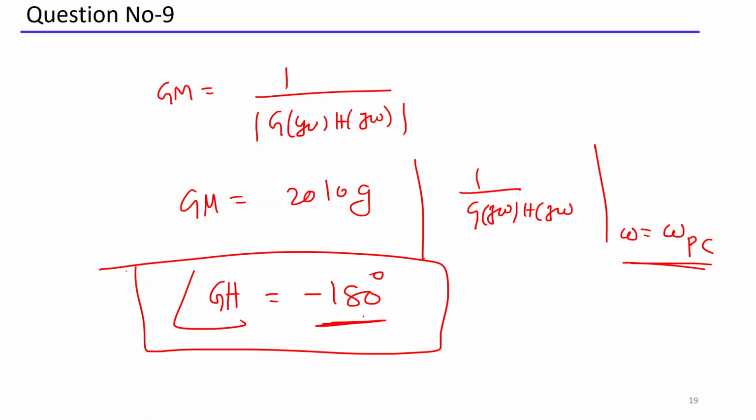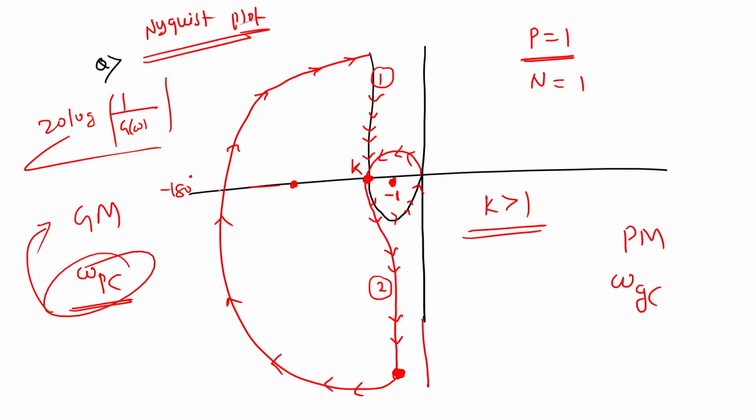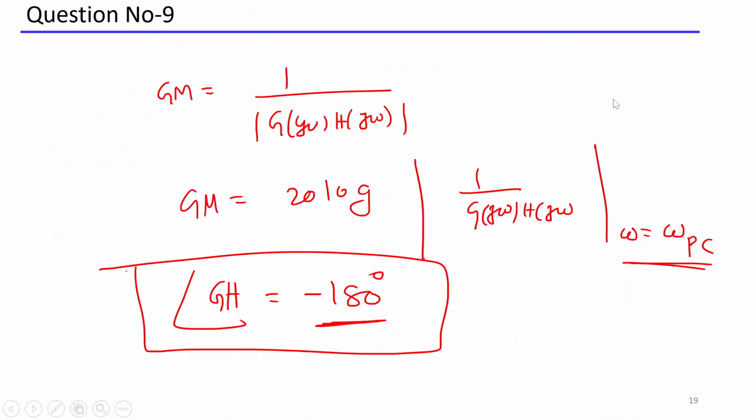At minus 180 degree, what does it mean? This line, relax, omega, this line. You are finding out omega. Okay, that's it. So the gain margin you can find out very quickly, because you know omega PC. What is the shortcut, how to find out?